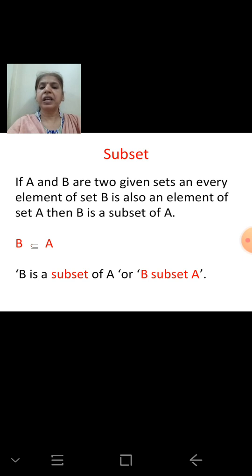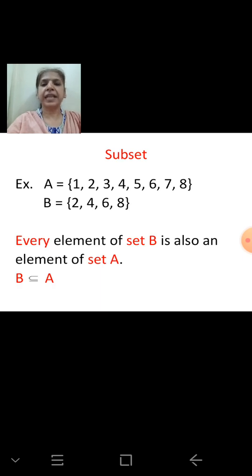And symbolically how is it written? B, and then a symbol like U but with the U turned towards the right side. See the direction of it, with a line below it, then A. It is read as B is a subset of A, or B subset A. Why B subset A? Because every element of B is also an element of A.